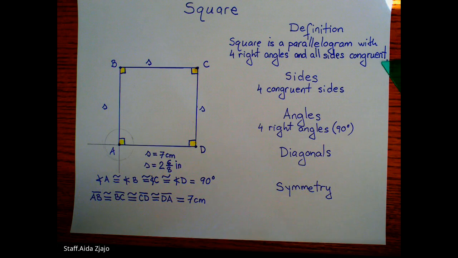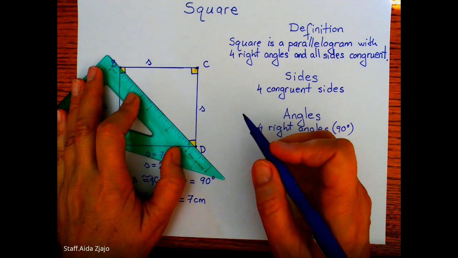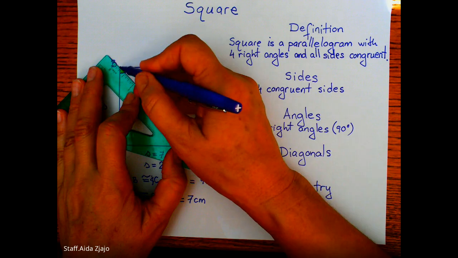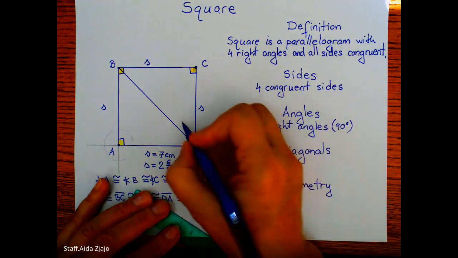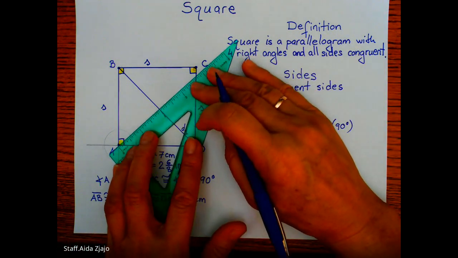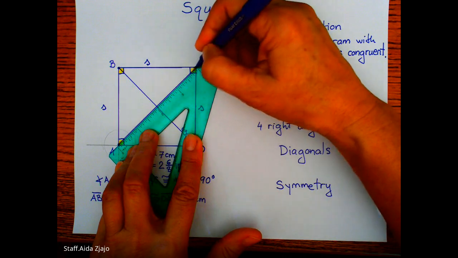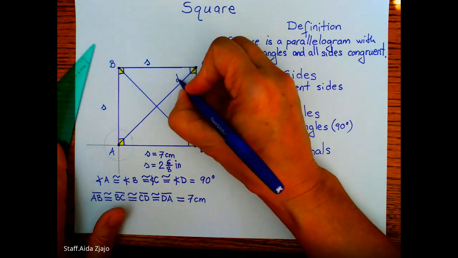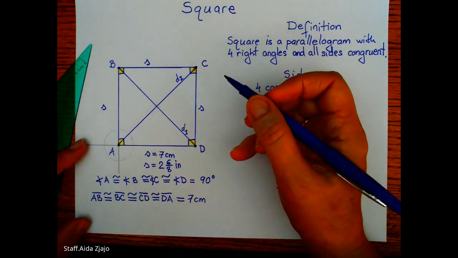So if we look at the diagonals, we can cut from B to D, that's the first diagonal, D1, and then A to C, and that could be D2. Diagonal 1 and diagonal 2 are congruent.